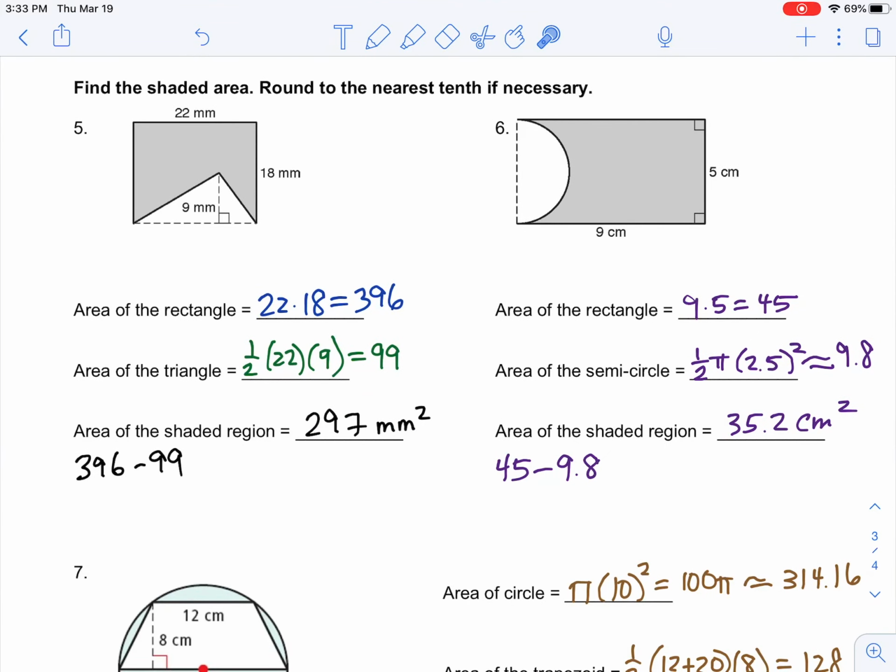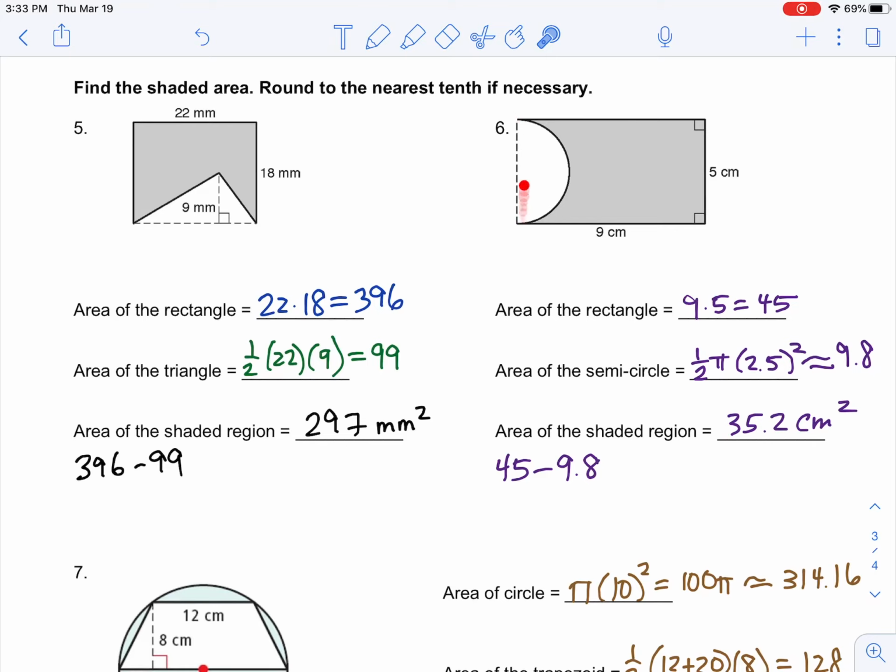All right, number 5, area of the rectangle, well, that's the whole thing outside. Area of the triangle, base, same as the top, 22, height is 9. Then this time I have to subtract, right? I have white space, so I'm taking out that triangle. It's like somebody came by with their scissors and cut that out of the rectangle.